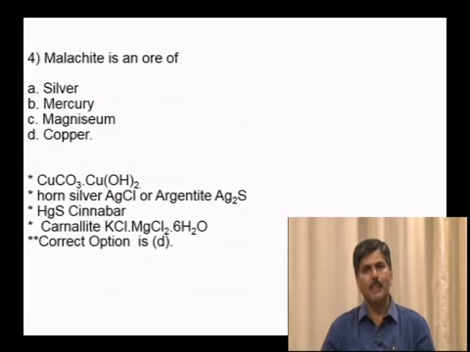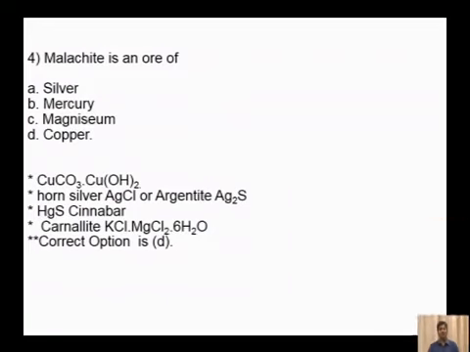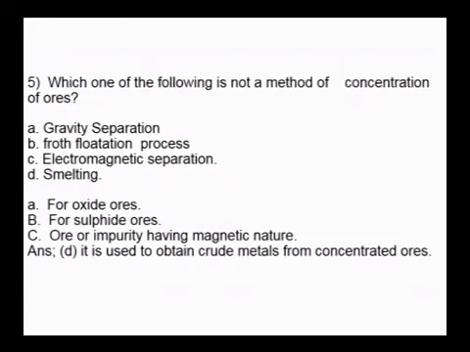The second, mercury. The ore of mercury is cinnabar. Its composition is HgS. The ore of magnesium is KCl.MgCl2.6H2O. Therefore, since copper is present in malachite, that is in CuCO3.Cu(OH)2, malachite is an ore of copper. Now, let us see the next question.